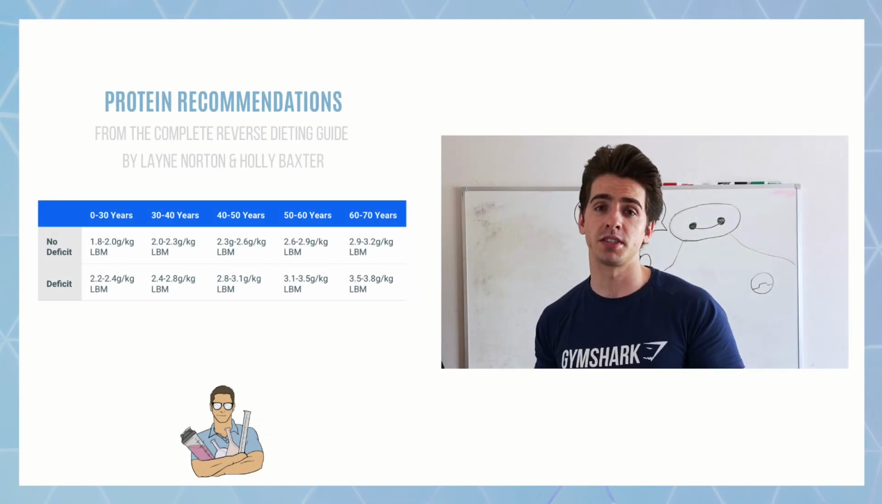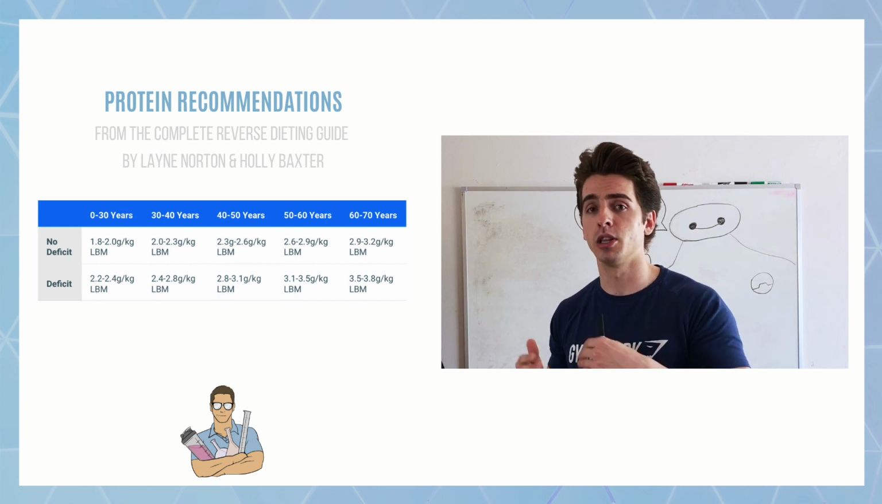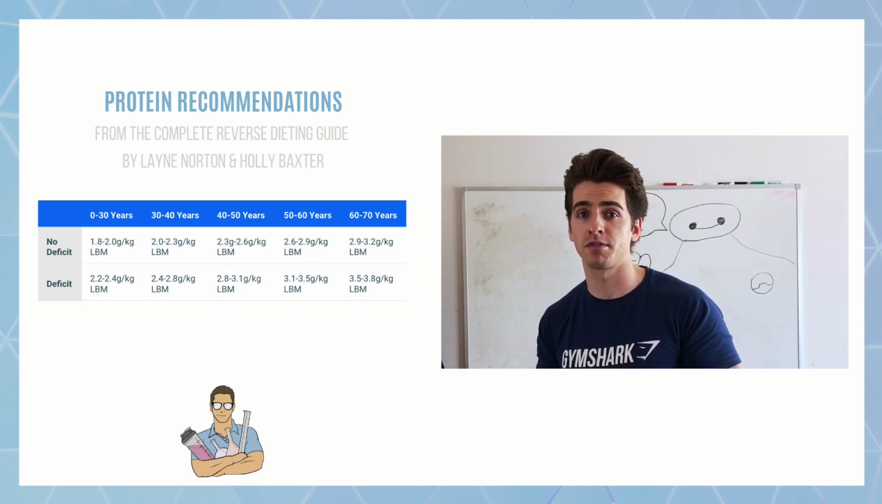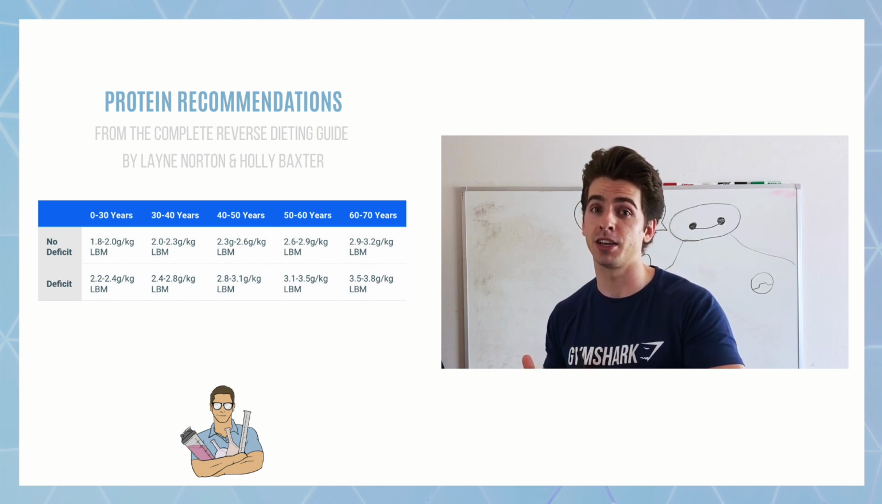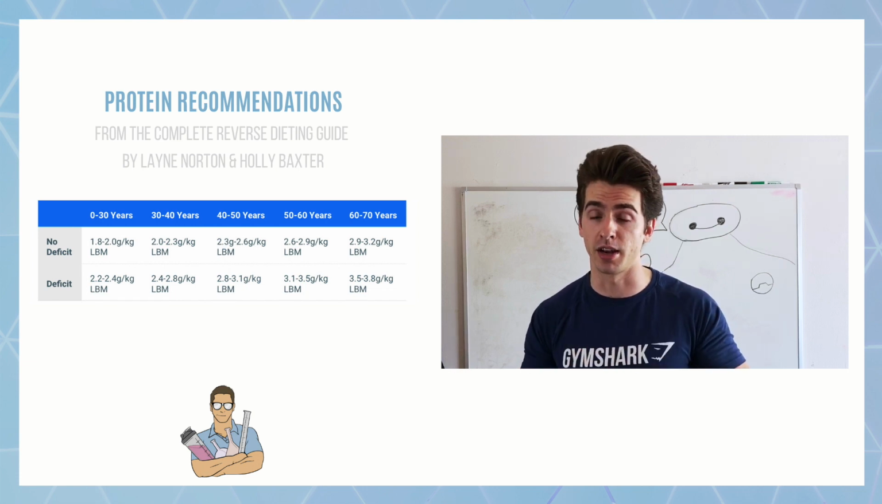If we start with this table from one of Layne Norton's textbooks, I'll link that down below. But if we look, we can see that protein requirements actually increase in a calorie deficit, and they also increase with age. So if you're someone who's older and you're dieting, your protein demands are going to be much higher than someone who's younger and who's not dieting.